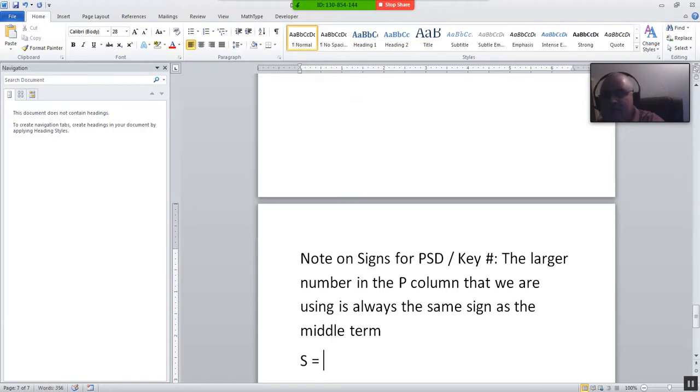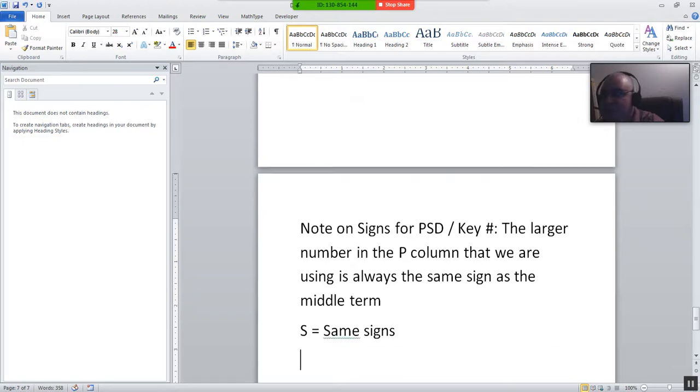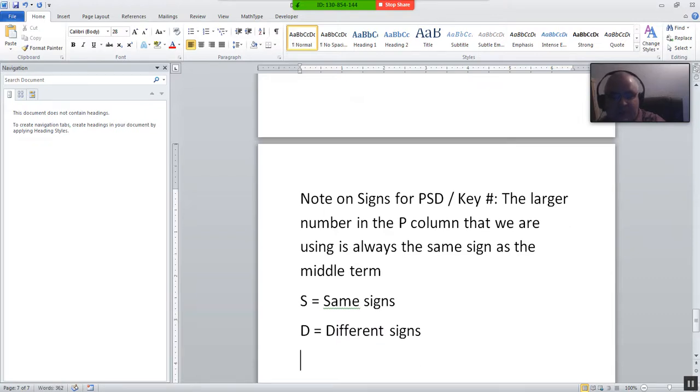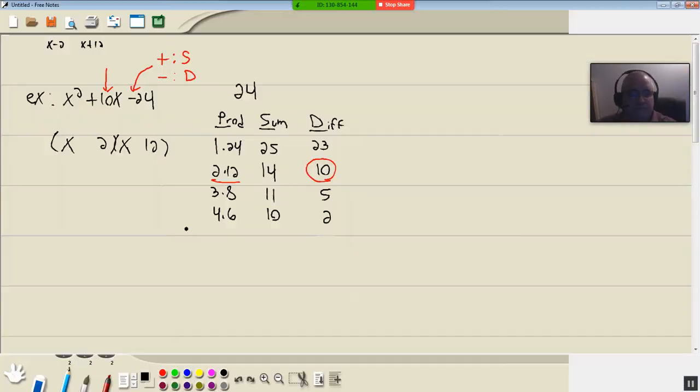Now, if the number circled is in the S column, it's S for same signs, both positive or both negative. If the number is circled in the D column, it's D for different signs. It means one's positive, one's negative. Large number we're using: we're using 2 and 12, so our larger number is 12. It will always be the same sign as the middle term. Middle term is positive, so this is going to be a positive.